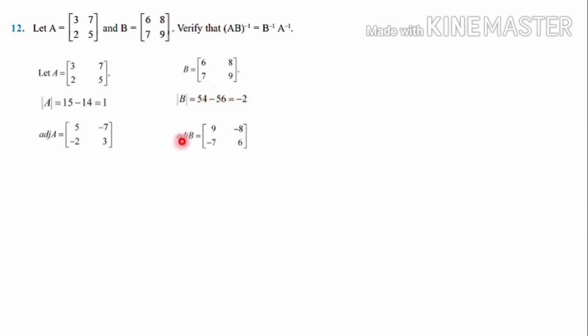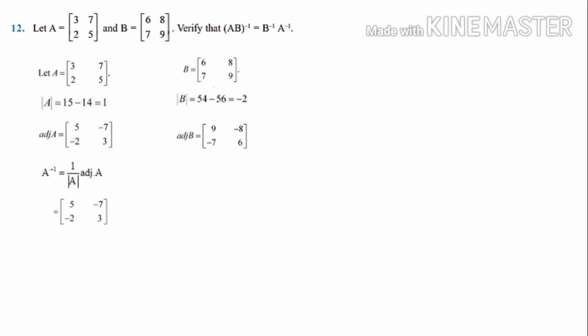Then adj B we can calculate. Here also I am using the shortcut form, that is 6 and 9 we have to interchange, that becomes 9 and 6. The other diagonal we have to change the sign, 8 and 7 as -8 and -7. Next we can calculate A inverse, that is 1 divided by determinant A into adj. That is equal to, determinant A we have got 1.